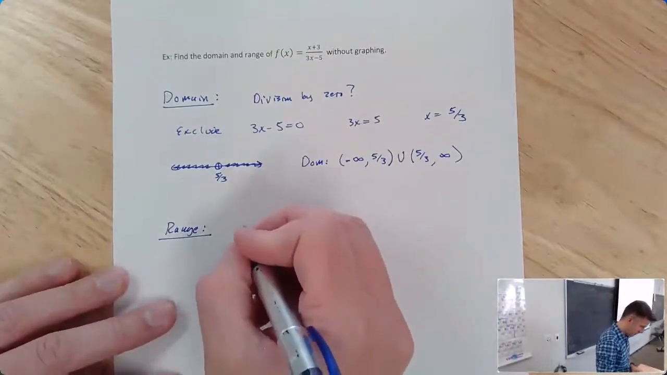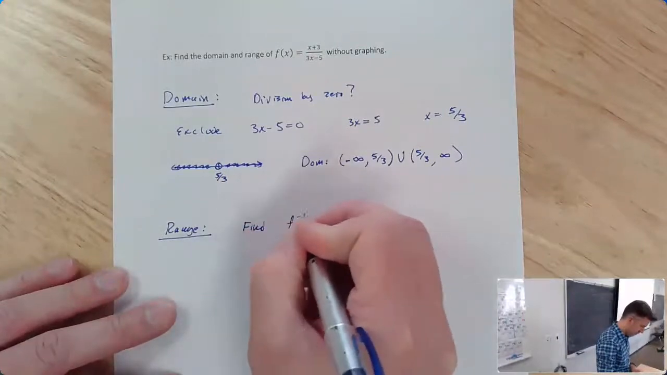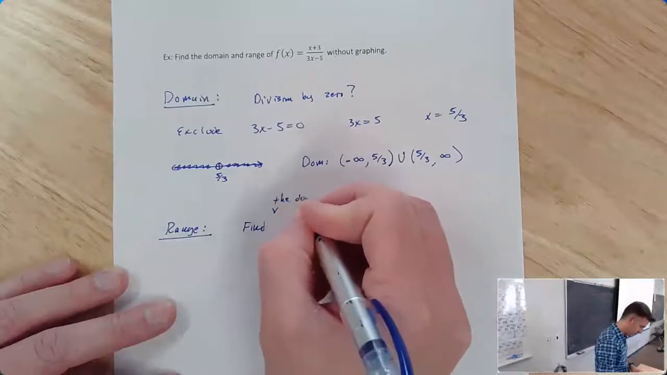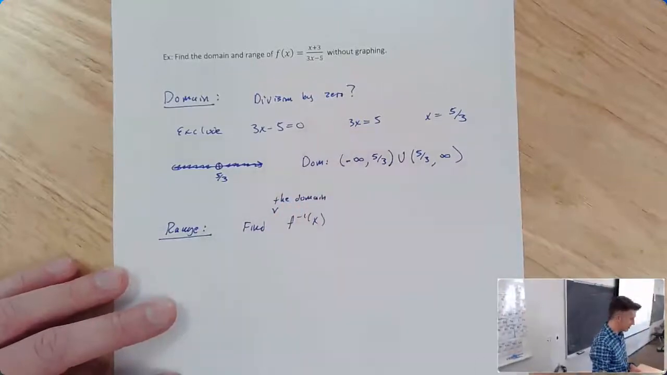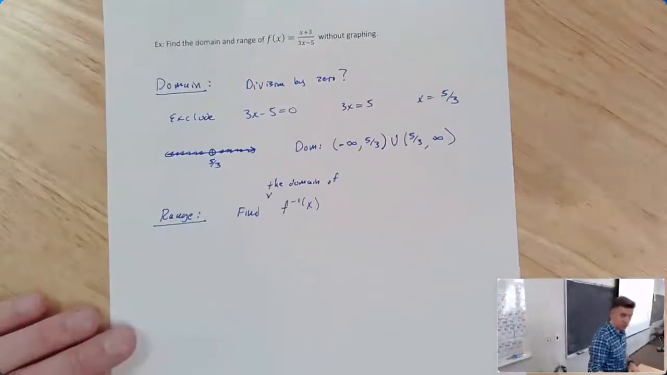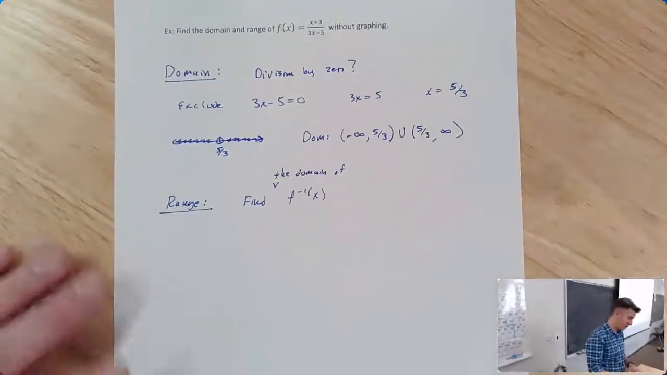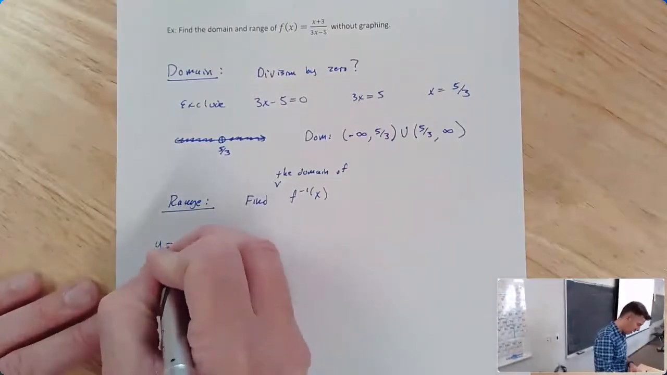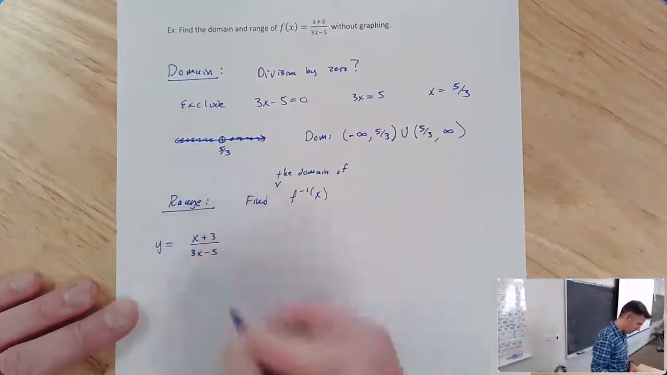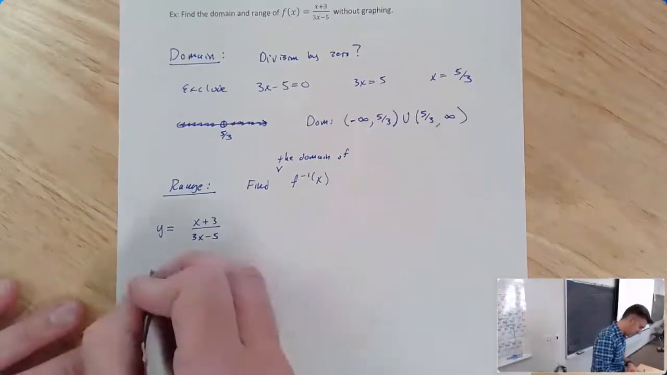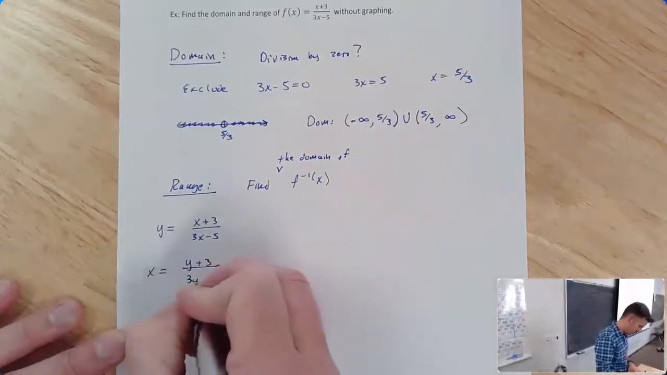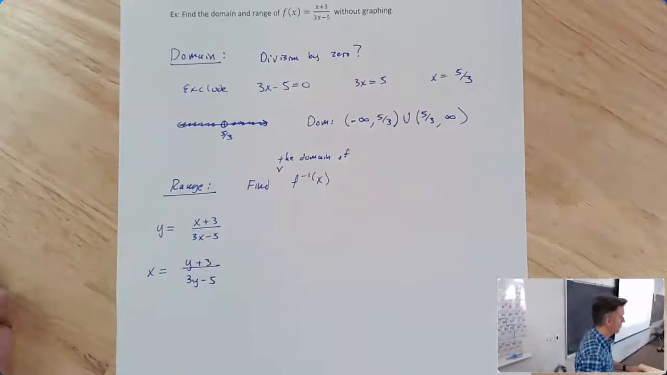So find f inverse of x. Really, I should say find the domain of f inverse of x. But to find the domain of the thing, you have to find the thing first. So the usual process for finding the inverse function: we start with y equal to our function, (x + 3)/(3x - 5), and interchange x and y. So x is equal to (y + 3)/(3y - 5). And then we have to solve for y.